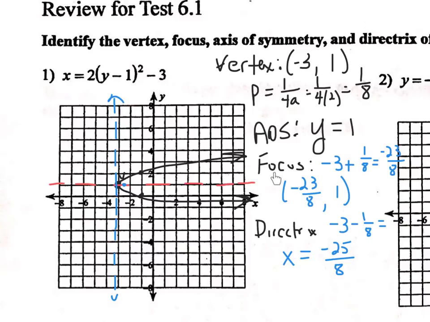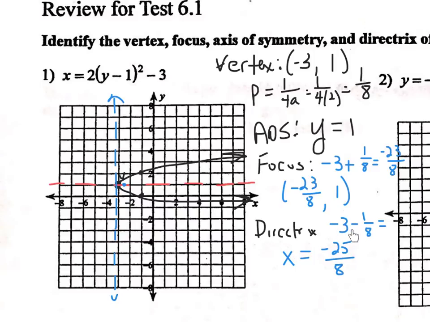Alright, so I've found the focus by adding 1/8 to -3, and that gives me -23 over 8, and I leave this as a fraction with the denominator of 8. So my focal point, or my focus, is going to be -23 over 8, comma 1, because my value for y is 1. And then the directrix is going to be -3 minus 1/8, and that gives me -25 over 8.